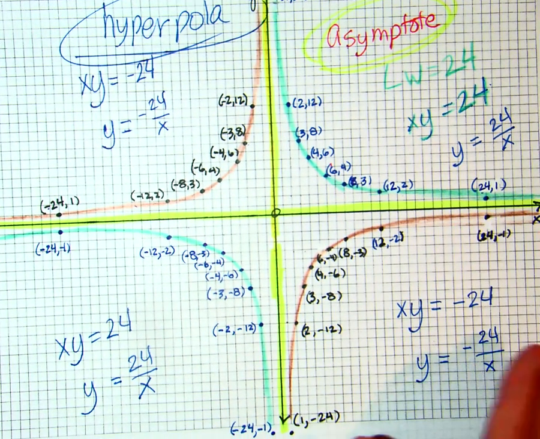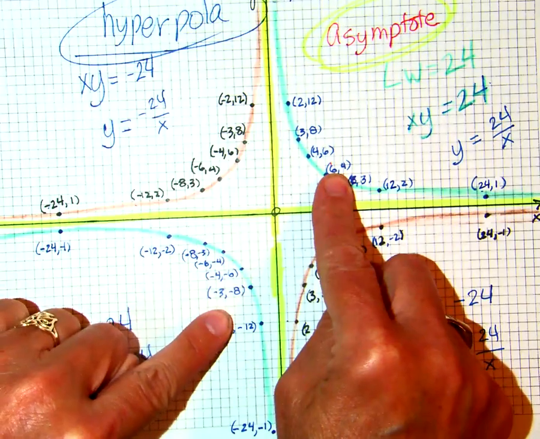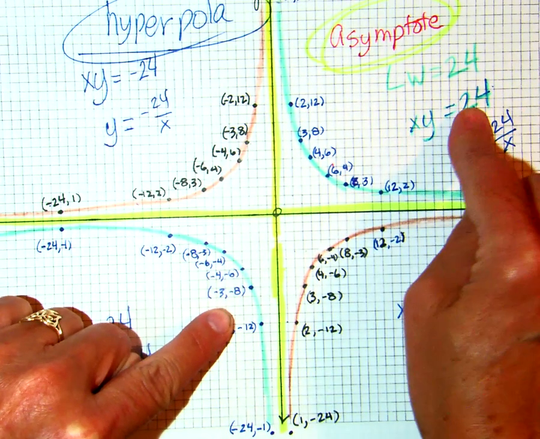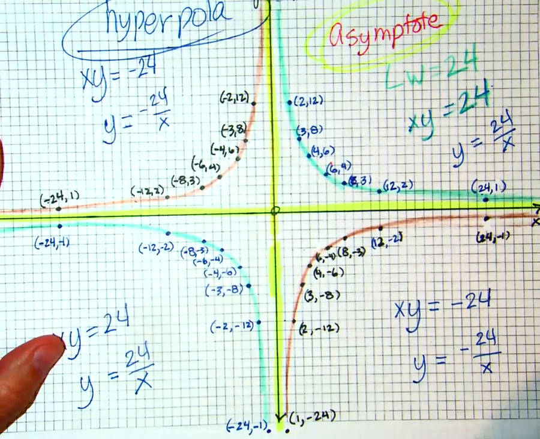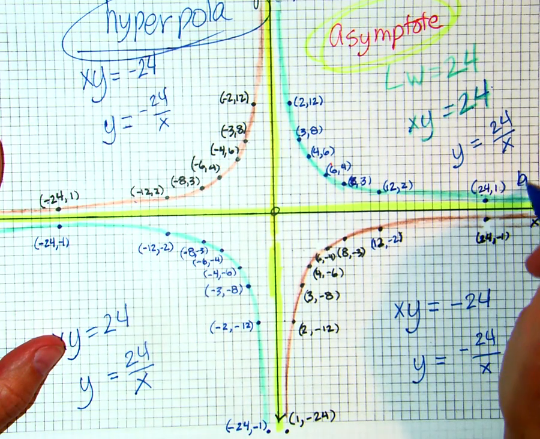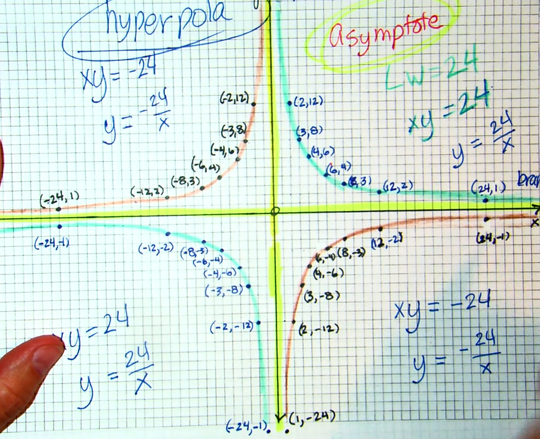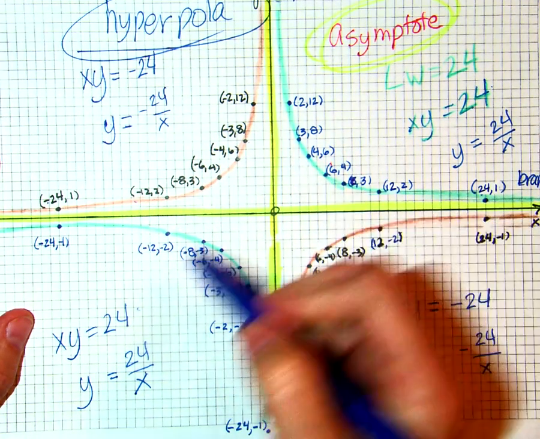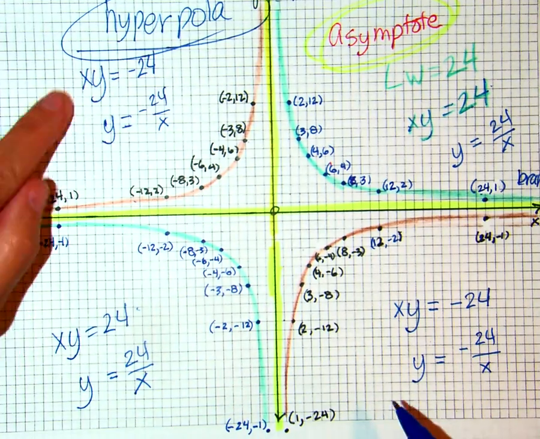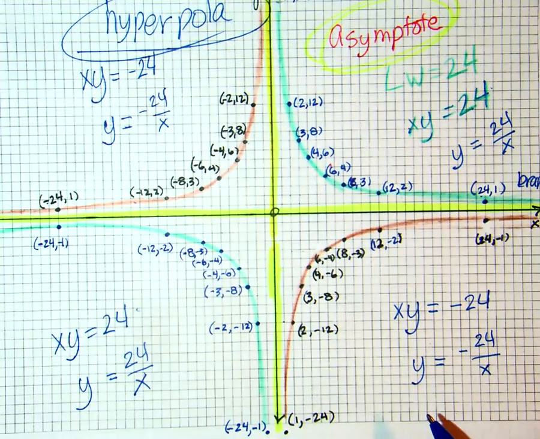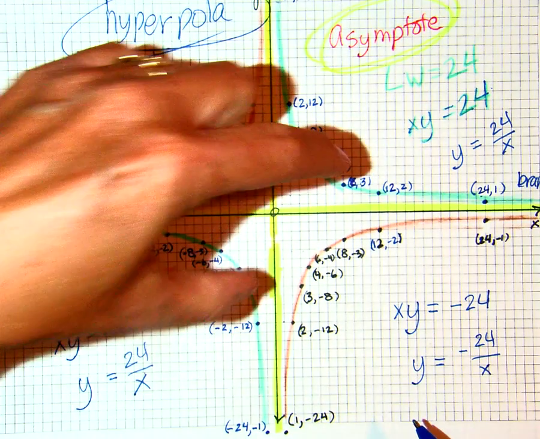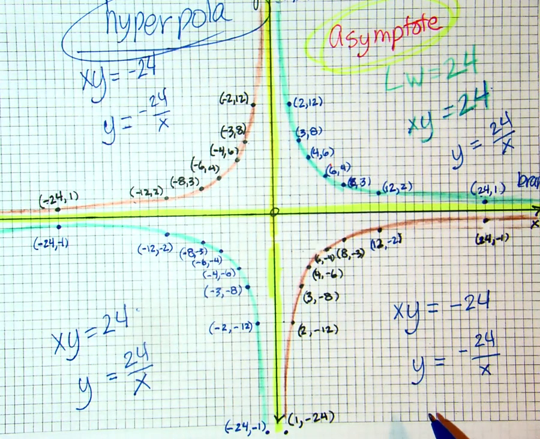And notice that the two blue ones get made with the same formula. There are two branches of a hyperbola. This is the same one. This is a different one, and it's two branches of the brown hyperbola. This is two branches of the blue hyperbola.